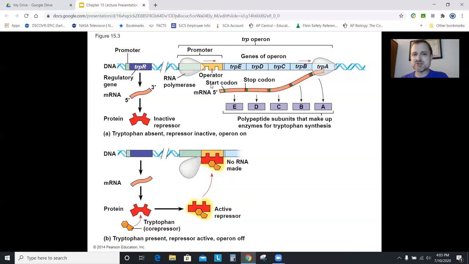So the way this picture is shown, the operon's turned on because the repressor is turned off. Now, take a wild guess what turns the repressor on. Tryptophan does. So if the cell has tryptophan, should it make it? No. So tryptophan turns the repressor on, which turns the operon off. Think about it. If the cell doesn't have tryptophan, then the repressor is the wrong shape to repress the operon.